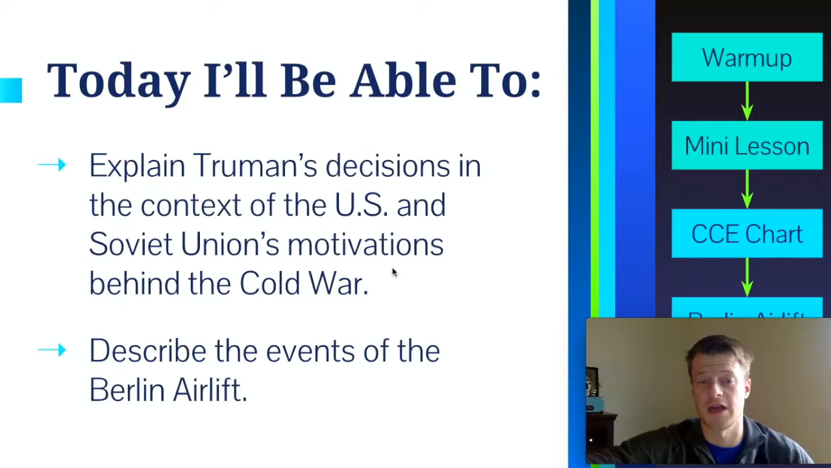So our objectives for today, and what we're going to deal with specifically in this mini lesson, is really the decisions made by the United States in the context of the different motivations for both the United States and the Soviets in the Cold War. Specifically here, President Truman's decisions, because Truman was at least the first president to deal with the Cold War situation after World War II. So explain Truman's decisions in the context of the U.S. and Soviet Union's motivations behind the Cold War.